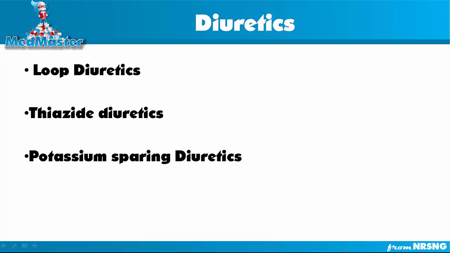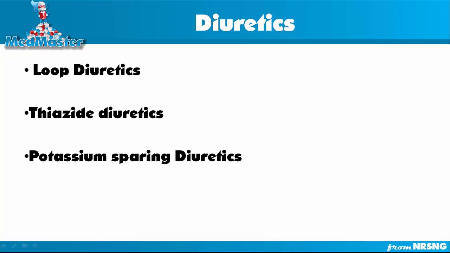Diuretics. We're going to cover three main types of diuretic: loop diuretic, thiazide diuretic, and potassium sparing diuretic. All diuretics work on the kidney, and especially the nephron, which is the functional unit of the kidney. We're going to talk in detail about each diuretic's mechanism of action, side effects, in which disease condition we use it, and the nursing consideration.